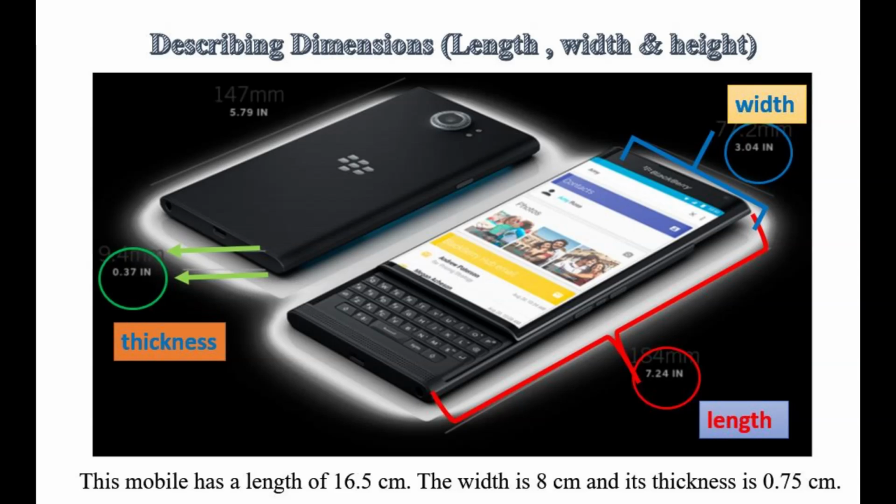Now let's take an example, a mobile phone. The length, width, and thickness of this phone can be described with the given measurements. So, we can use any type of sentences we have discussed in this unit. So, that's all, gentlemen. Now it's your turn. Study the models given here and get ready for the quiz. All the best.